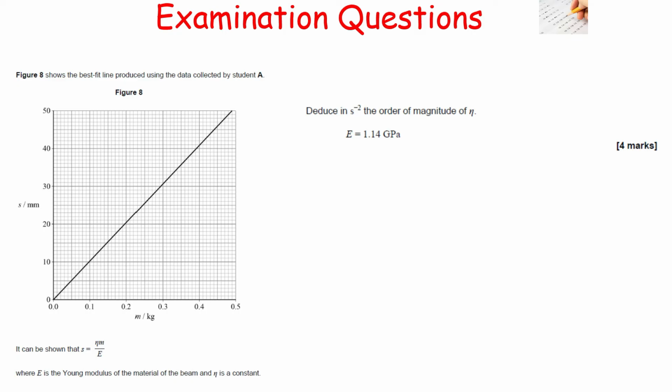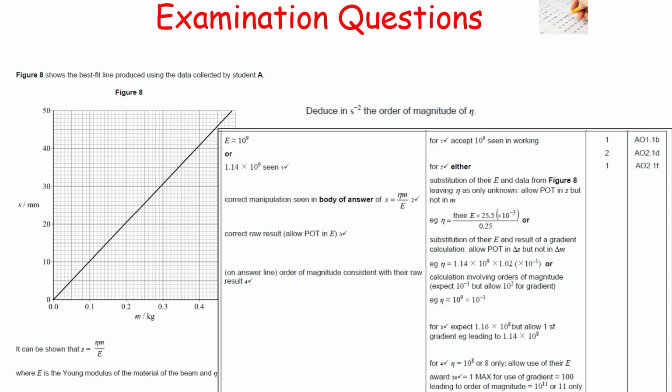Well, the first thing to note is that the Young modulus is going to be 1.14 times 10 to the 9, because it's in gigapascals. So that's very important that we know that. Now we're trying to work out what S is, and we're going to do S to the -2. So how can we work it through? Well, we can rearrange it and make n the subject. So we can say n is equal to SE over m.